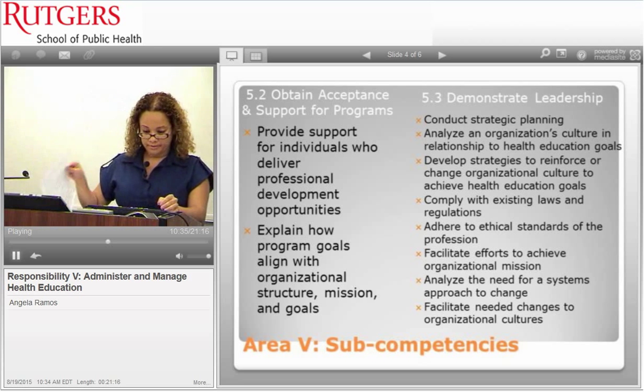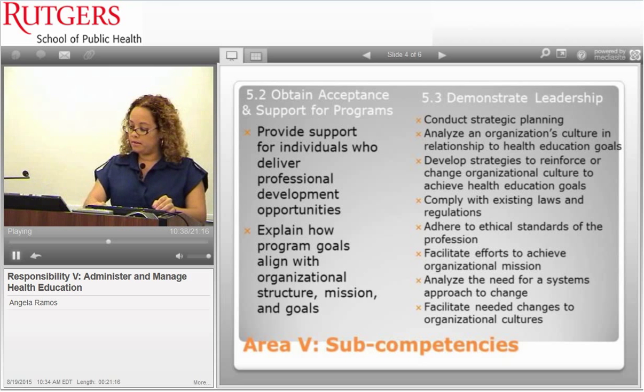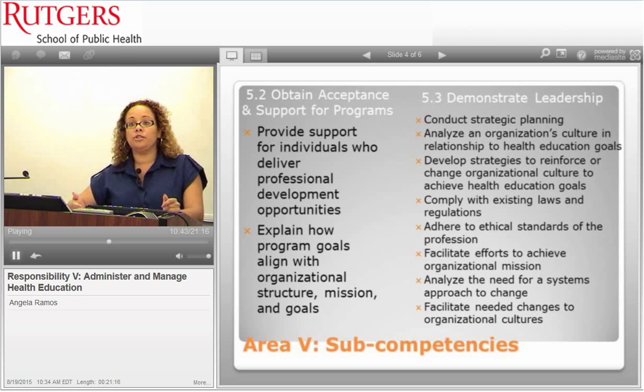Then we have 5.3, which is to demonstrate leadership. So to demonstrate leadership, you yourself have to be a leader. You have to make sure that you influence people, you make good decisions, and you're a hard worker as well. You have to be very effective, good decision makers, again, and you have to conduct yourself very professionally and make sure you always uphold yourself to the code of ethics for health educators.